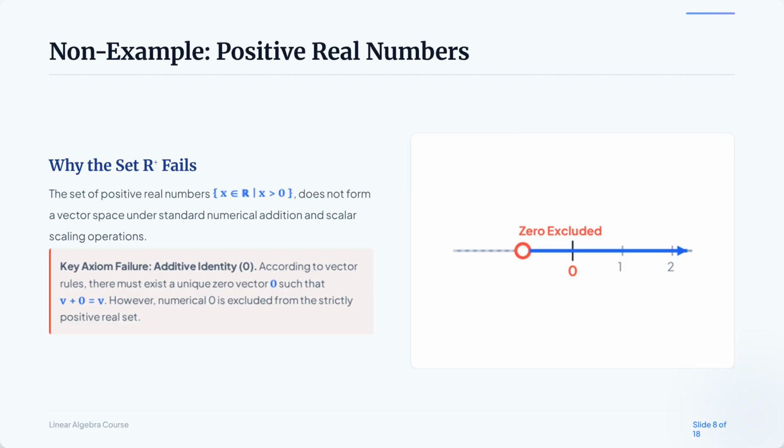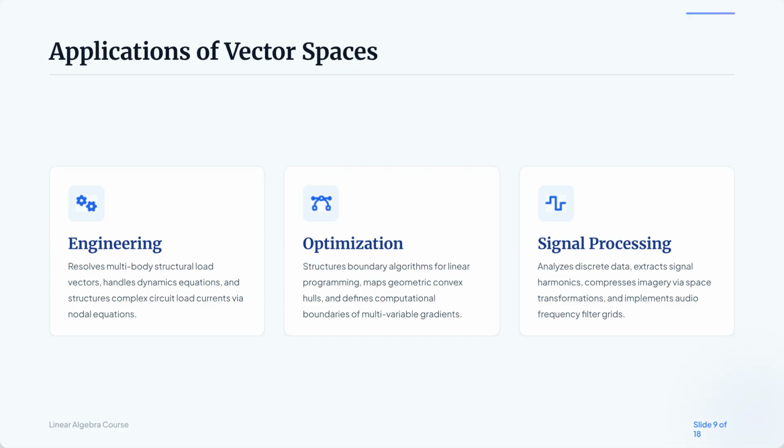Actually, not every system is a vector space. For example, we have the set of strictly positive real numbers. It fails to be a vector space because it does not include a zero identity, which is a required component for vector addition, and it is a vital condition for this property.